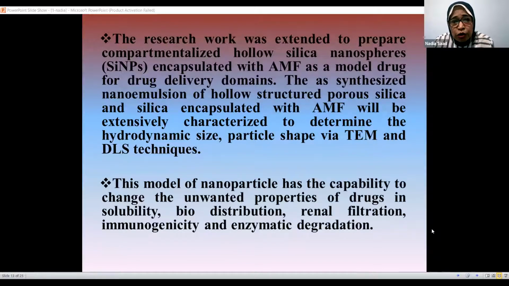In this research, we used an encapsulated form of silica nanoparticle with amifostine. This will be characterized to determine the hydrodynamic size and particle shape via TEM and DLS techniques. This model of nanoparticle has the capability to change unwanted properties of drugs: insolubility, biodistribution, renal filtration, immunogenicity, and enzymatic degradation.